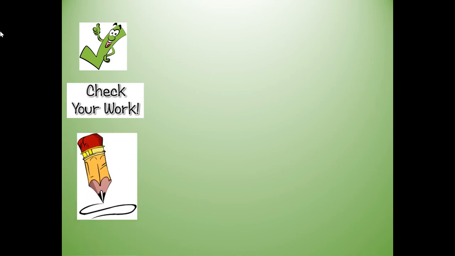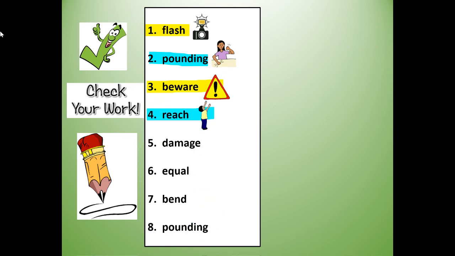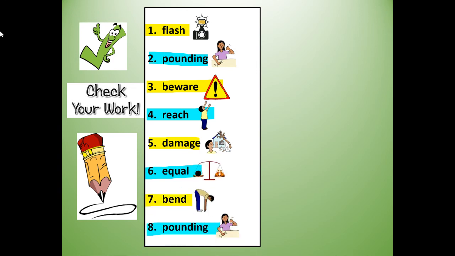All right, let's check your work. This is your time to check your work. Number 1, flash. Number 2, pounding. Number 3, beware. Number 4, reach. Number 5, damage. Number 6, equal. Number 7, bend. Number 8, pounding. If you need to change or correct any of these, push pause. Make your changes. Then when you're ready to join us, push play.